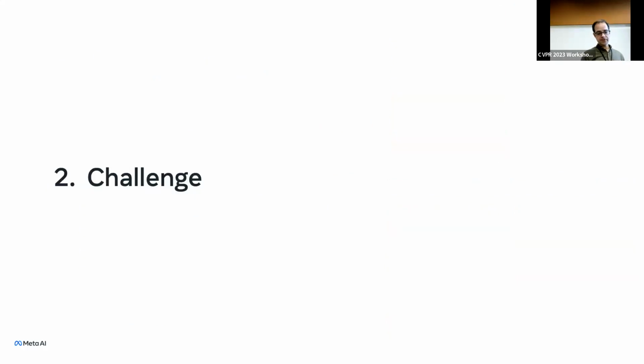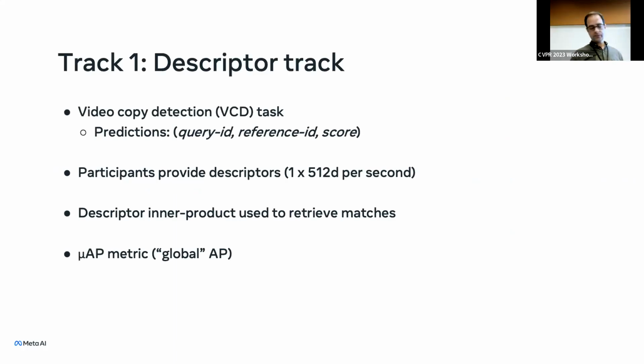Okay, so next I will describe the challenge itself. The challenge took place over 2 tracks. The first track is the descriptor track. This is a video copy detection task, which means that predictions here are pairs of queries and references, and then a confidence score for that prediction. In this challenge, participants would provide descriptors, which would be one 512 dimension descriptor per second. And then a search method was used that was the same for all participants, and this is just a simple search using inner product search.